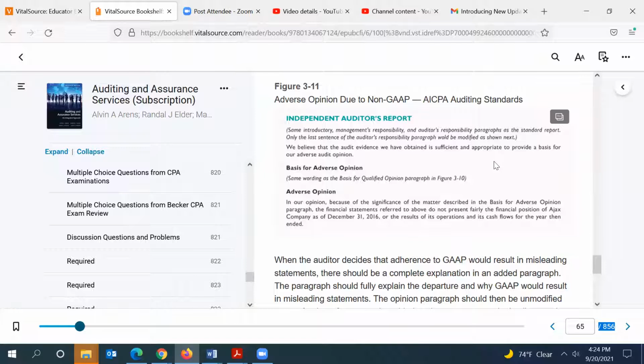And the next paragraph there is finally the opinion paragraph, in this case, an adverse opinion. So in our opinion, because of the significance of the matter described in the basis for adverse opinion paragraph, the financial statements referred to above do not present fairly the financial position of Ajax Company as of December 31st, or the results of its operations and its cash flows for the year then ended. Very, very bad thing.